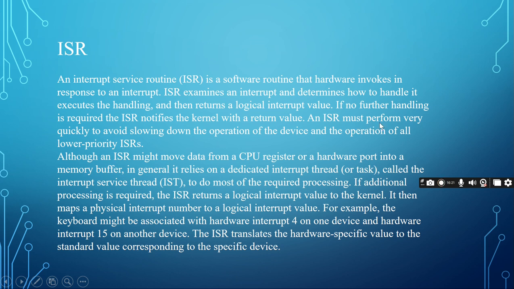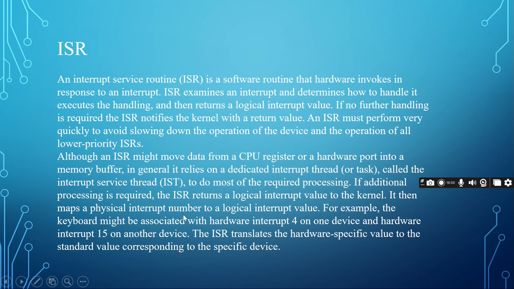An ISR must perform very quickly to avoid slowing down the operation of the devices and the operation of low priority ISRs. Although an ISR might move data from a CPU register or a hardware port into a memory buffer, in general, it relies on a dedicated interrupt thread or task called the interrupt service thread to do most of the required processing. If additional processing is required, the ISR returns a logical interrupt value to the kernel.